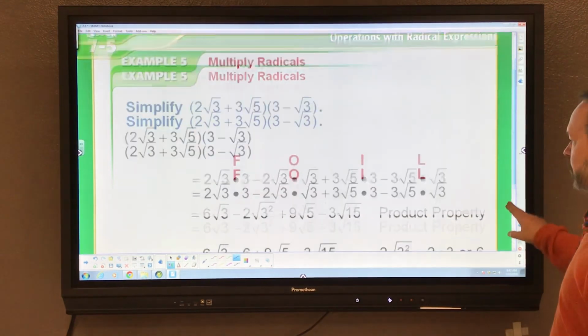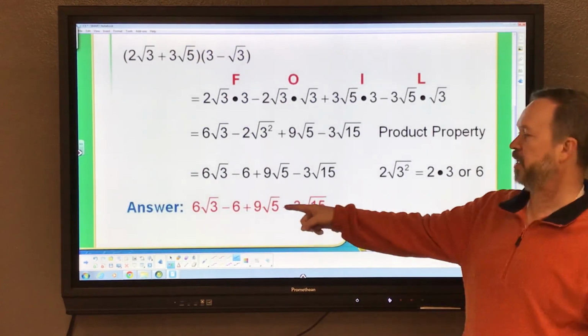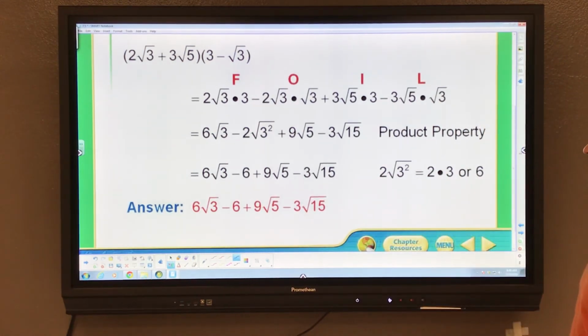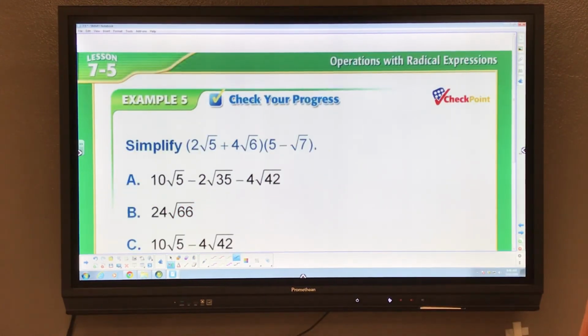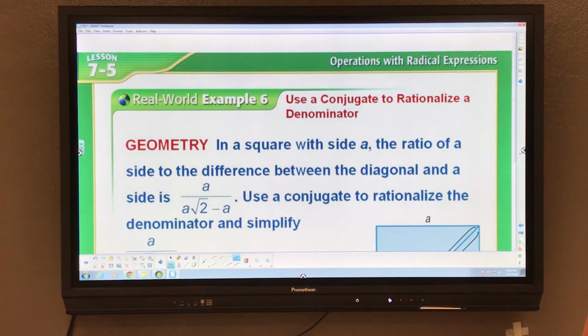Let's see, they did FOIL, and they left their 6 over there where I did mine, so same answer. These are just practices of the same stuff, and I believe that's it.